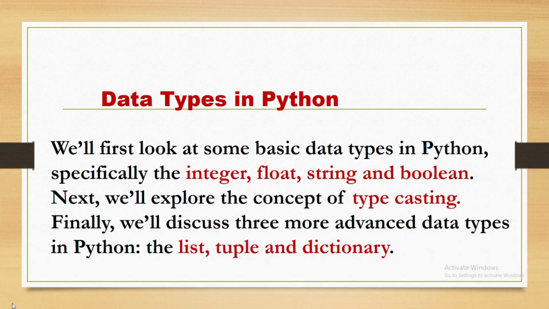The next thing we are going to be seeing is data types in Python. First we look at some basic data types in Python, specifically the integer data type, the floating data type, the string, and the boolean. Next we are going to explore the concept of typecasting. Finally, we are going to discuss three more advanced data types in Python. These are the complex data types: the list, the tuple, and the dictionary. We are going to be understanding them.